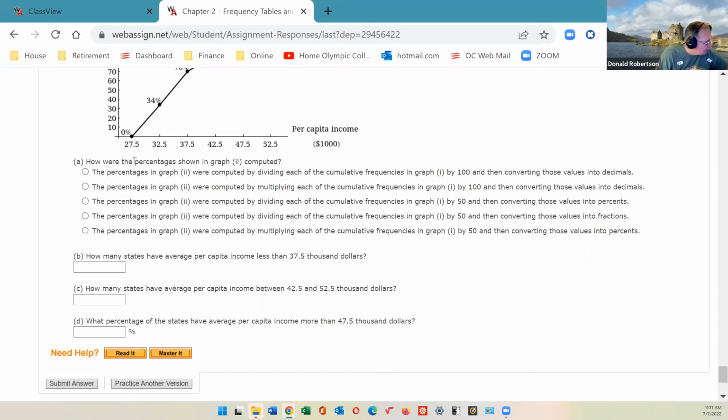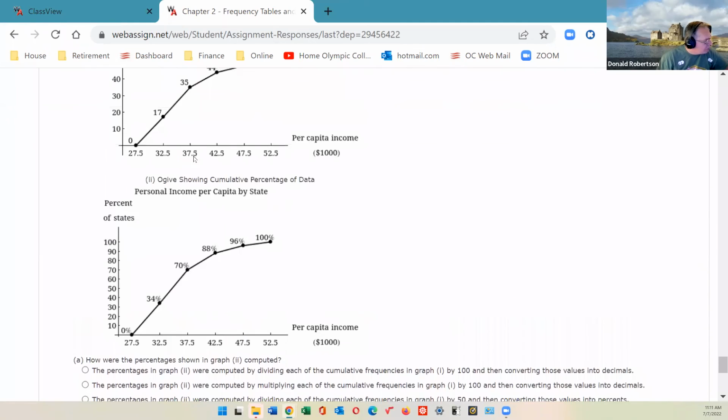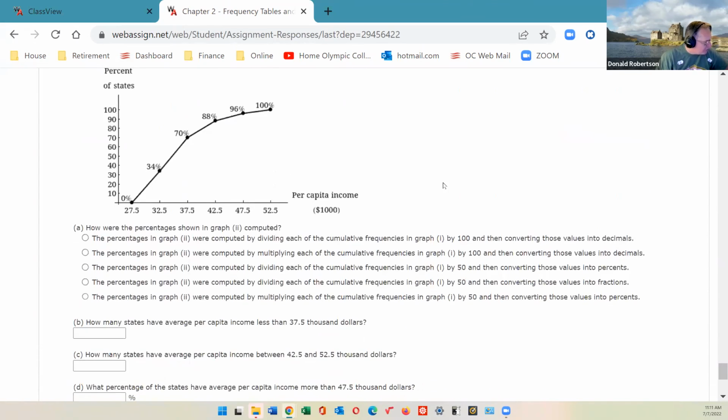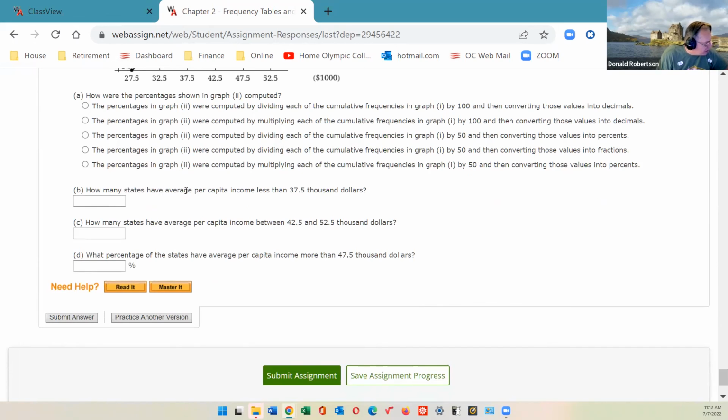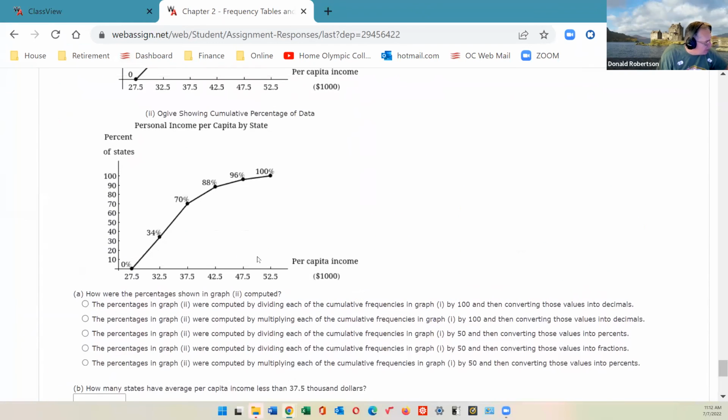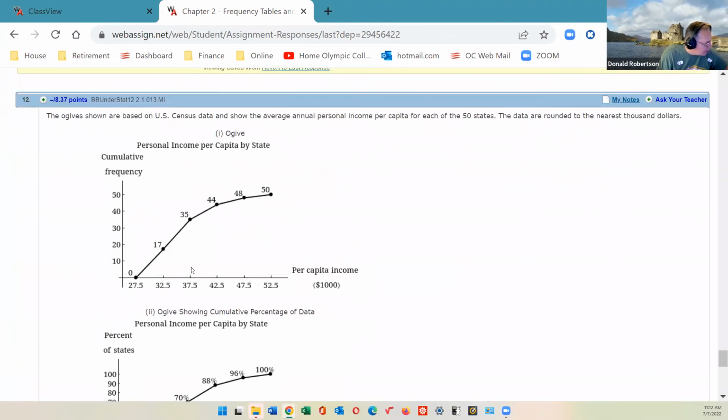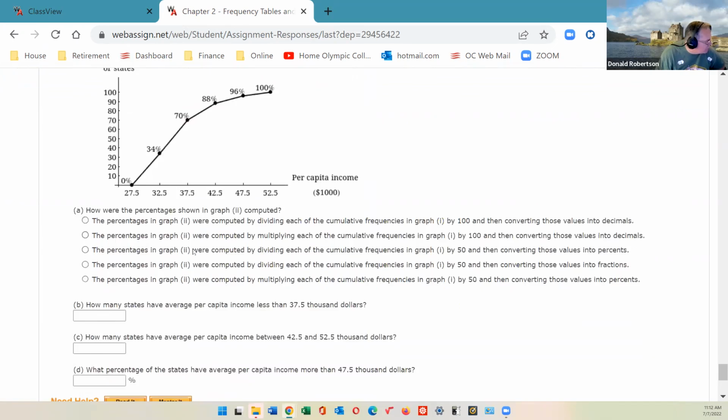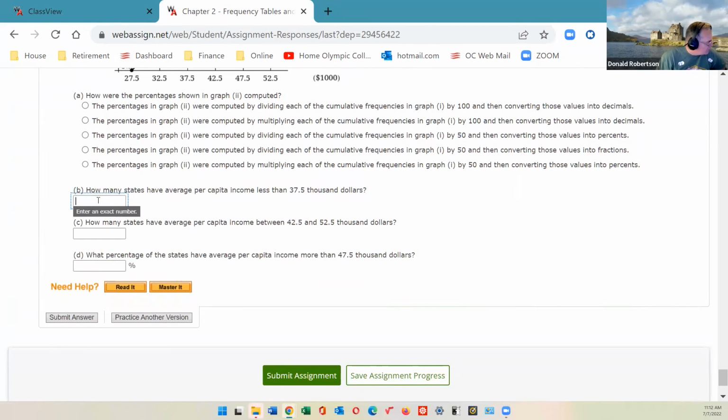How were the percentages shown in graph 2 computed? Well, didn't you take each number here and divide it by 50 and make it a percentage? So one of those sentences represents that. Now, how many states have a per capita income that's less than 37.5? So if we go here, how many? Isn't that 35 states? So 35 of the states make that or less a year.